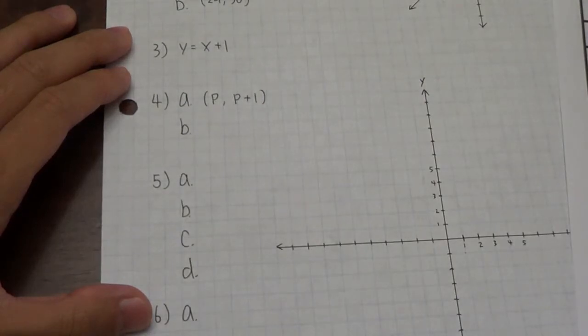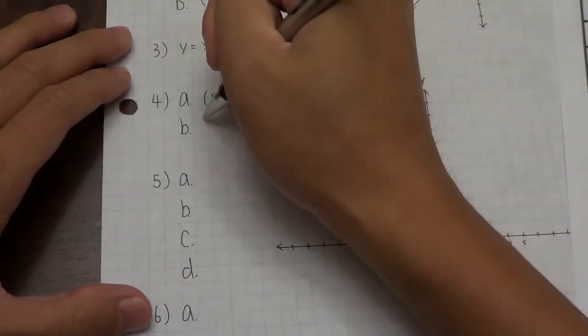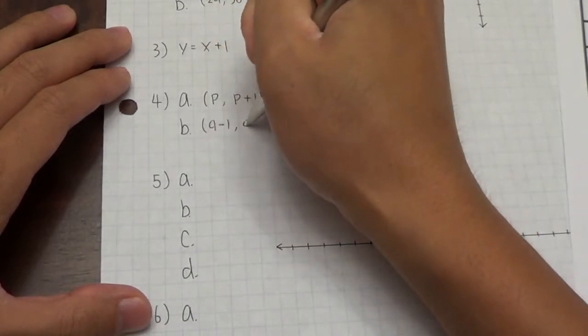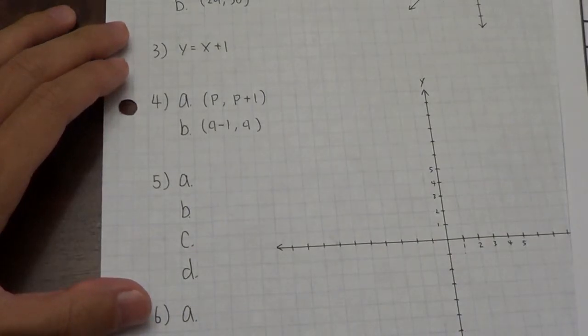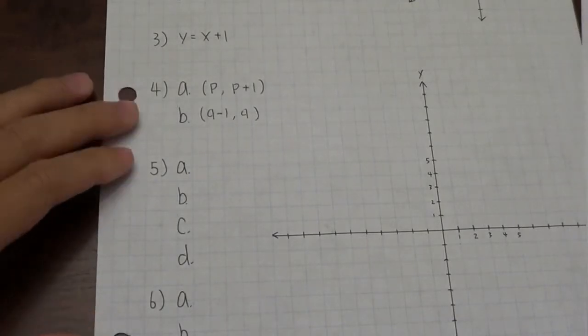Alright. Question 4b. If q is the second coordinate, what would the first coordinate be in terms of q? Right, so that point would be (q minus 1, q). Okay, so that is 1 through 4.